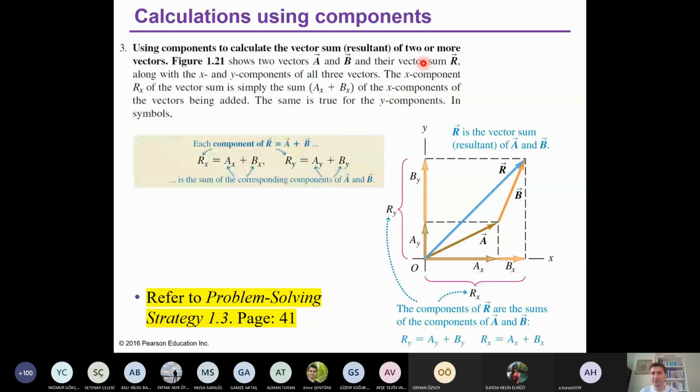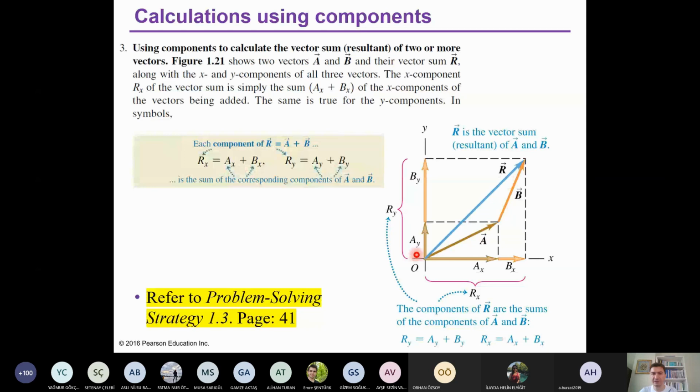But this third item tells us that we can also do this by using the components of the vectors. Here I have the A vector. This is Ax, the x component of the A vector. This is Ay, the y component of the A vector. And here I have the B vector. This is Bx, the x component of B. And here we have By, the y component of the B vector. Then what about Rx, the x component of the resultant vector?